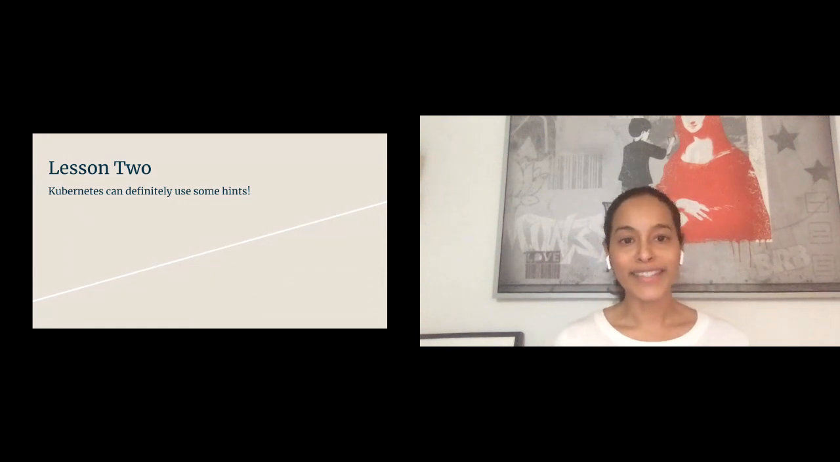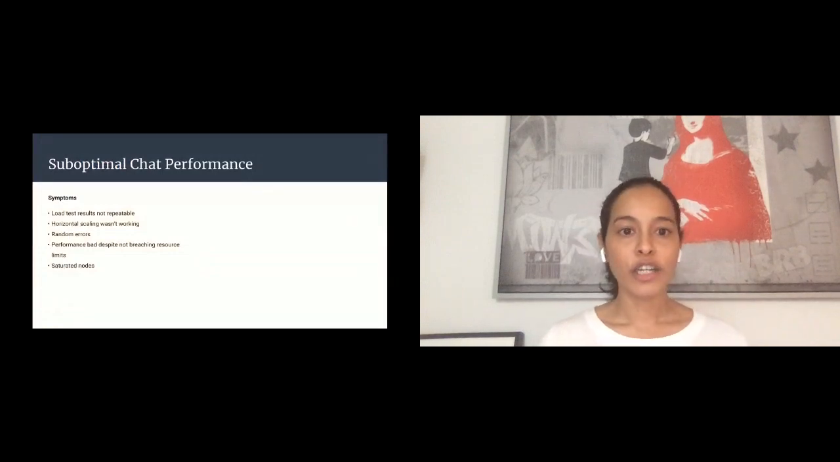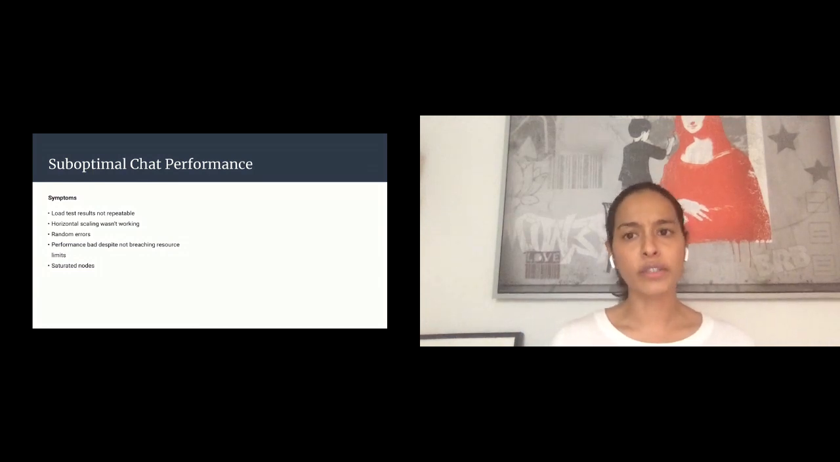At some point, as happens in every life cycle of a chat system, we were required to scale. We wrote a load test, we made a lot of performance improvements, and we were running load tests to constantly evaluate if our enhancements were working. But at some point, we plateaued. We couldn't figure out why our load tests were not repeatable. Horizontal scaling wasn't working. We were seeing random errors everywhere. Performance was bad, even though chat services were within resource limits, and we saw some saturated nodes.